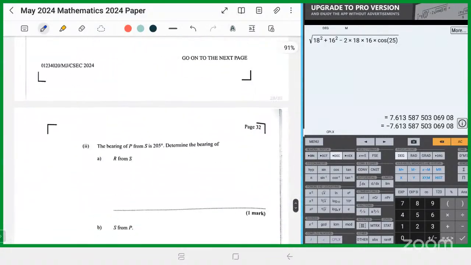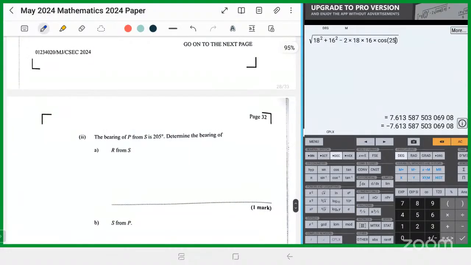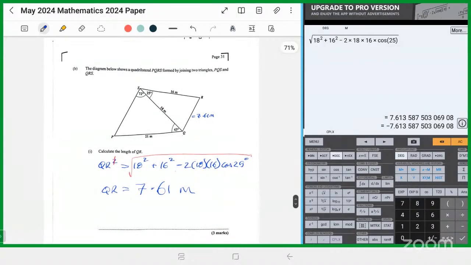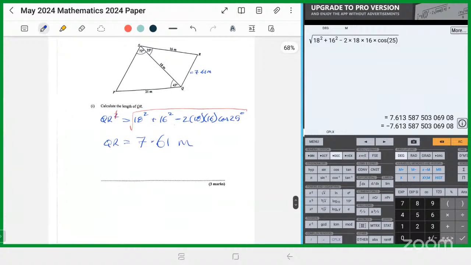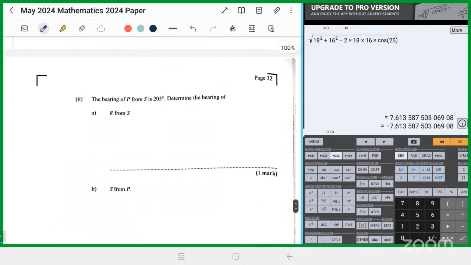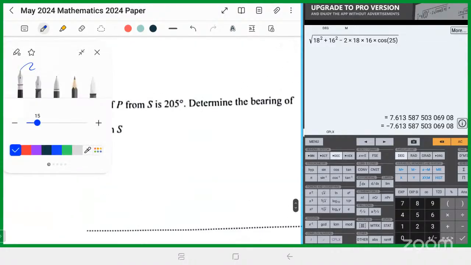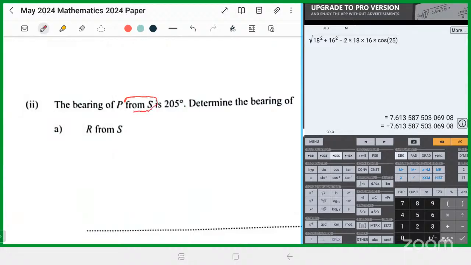The next part wants us to calculate a bearing. Let's see what this says. It says the bearing of P from S. Remember, bearing must be measured at the from position, so it's from S to P. They're giving us a direction from S to P as a bearing of 205 degrees. Bearing is just a direction expressed as an angle clockwise from the north direction.